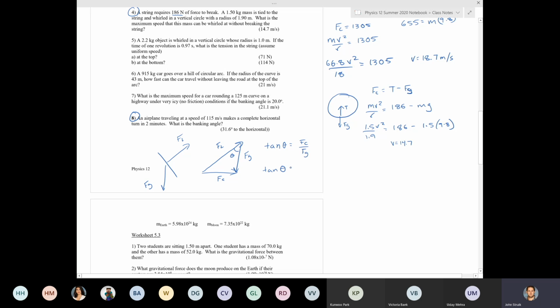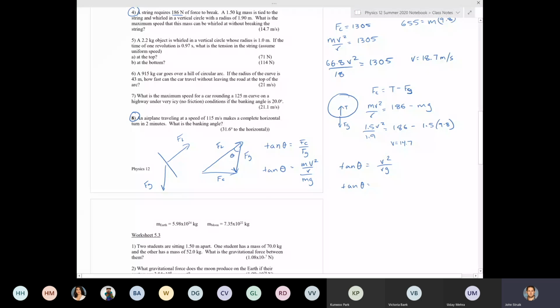Tan theta equals m times v squared over R, over mg. And so tan theta will equal v squared over rg. Tan theta equals 115 squared over, oh, we don't have r. We have to find r first.